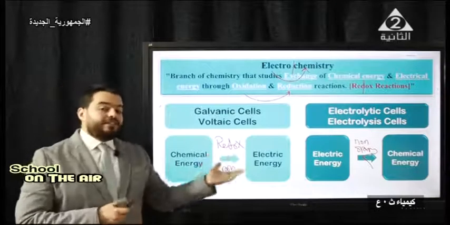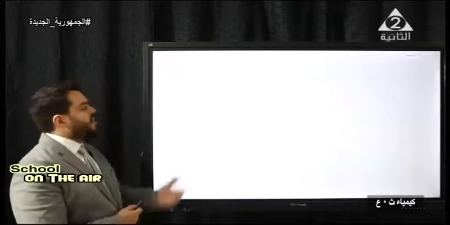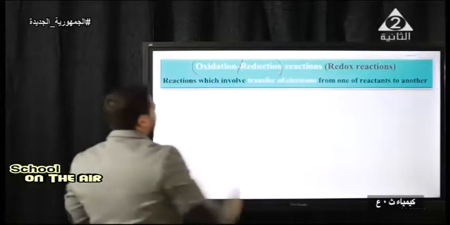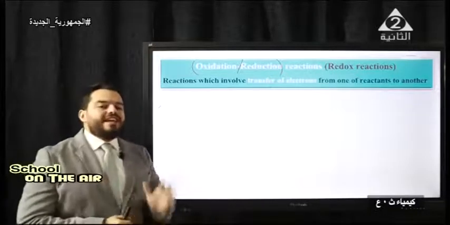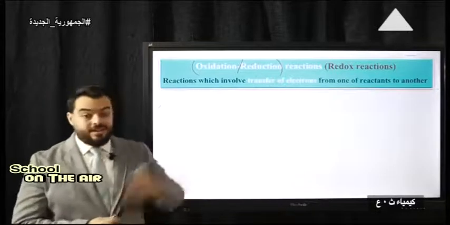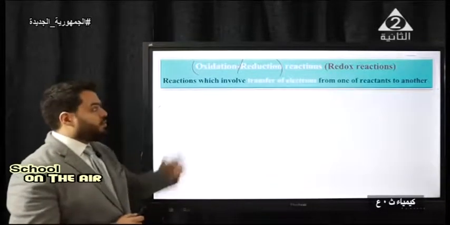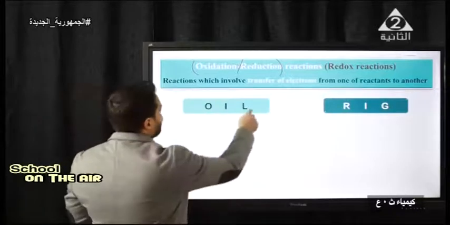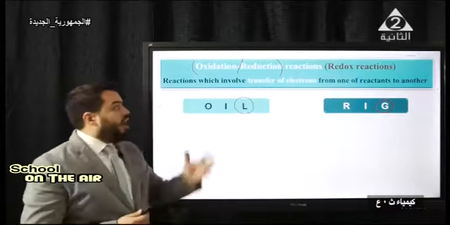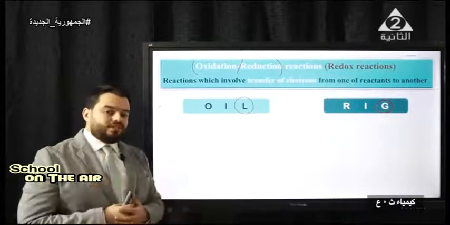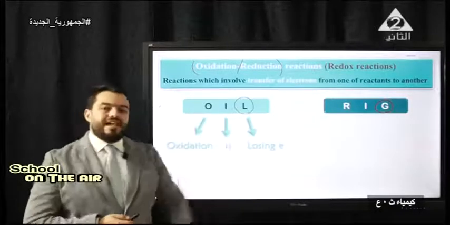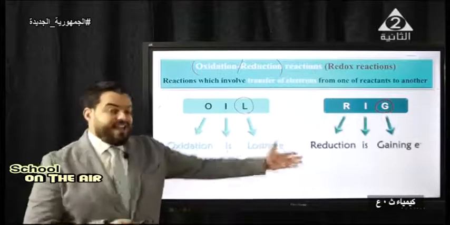Could we discuss the redox reaction? Yes, of course. The redox reaction, you can divide into two words: reduction and oxidation. Redox reaction is the reaction that includes the transfer of electrons from one substance to another. You can transfer the electron from one substance to another through oxidation and reduction. And you can summarize the idea of the redox reaction through two words: OIL and RIG. OIL means oxidation is losing electrons. RIG means reduction is gaining electrons.